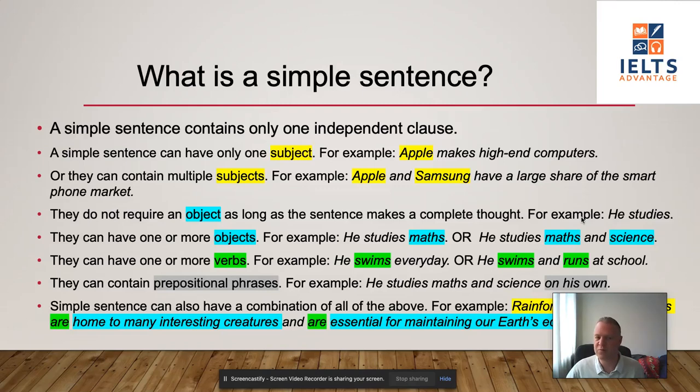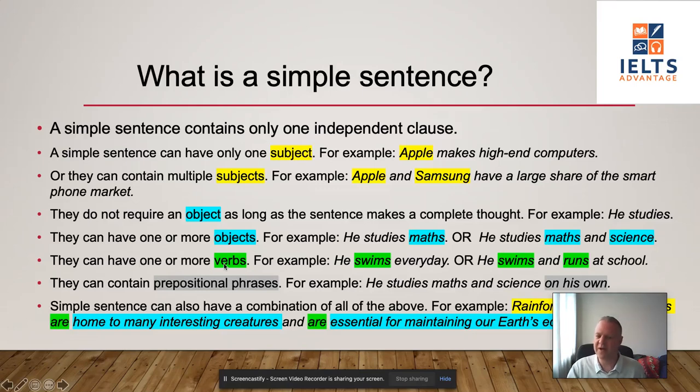They can have one or more objects. So you can say he studies maths, so we've got an object here, or he studies maths and science. So here we've got two objects. You can see we can have more. He studies maths, science, and history. So you can have 3, 4, 5. So multiple objects are possible, multiple subjects are possible.